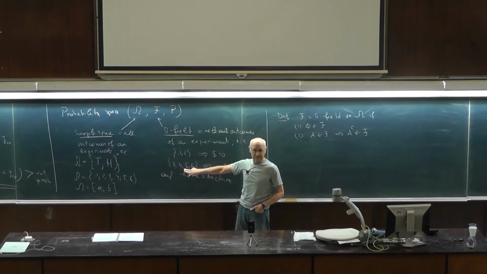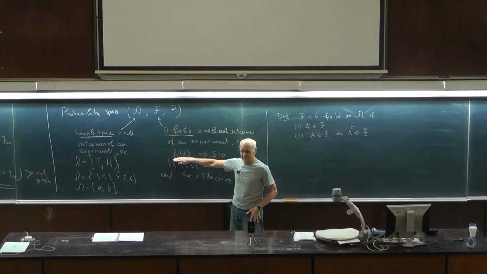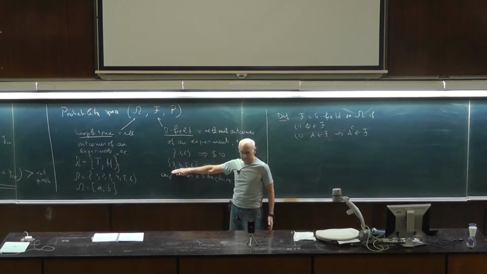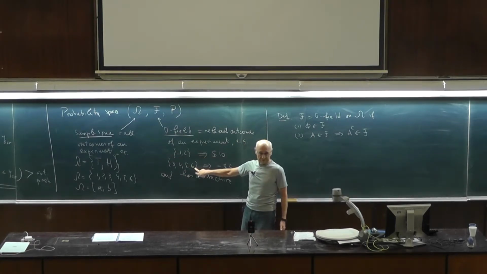Shall I say it again, or is it obvious? If this is A, if you observe A, that is, the outcome is either 1 or 2, you know that the complement of A, which is this, cannot occur.